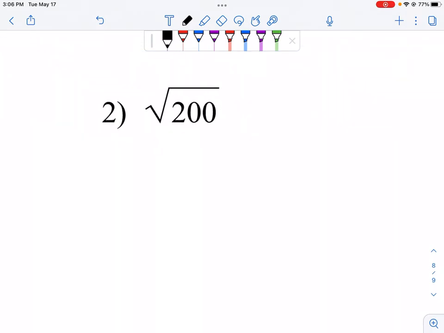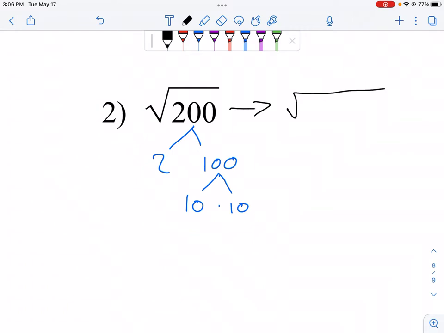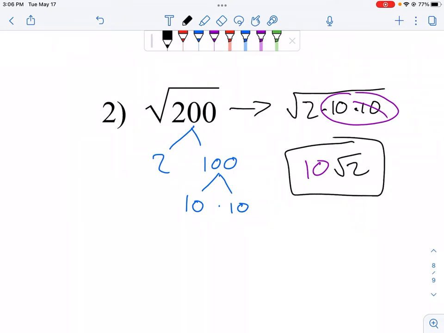So again, now I have 200. That's fine. I'm going to do 2 times 100, and 100 is a perfect square, so I can rewrite that as 10 times 10. So the square root of 200 is equivalent to the square root of 2 times 10 times 10. And I'm looking for pairs. I have a pair of 10s. One makes it out, one stays in, and this is our solution.